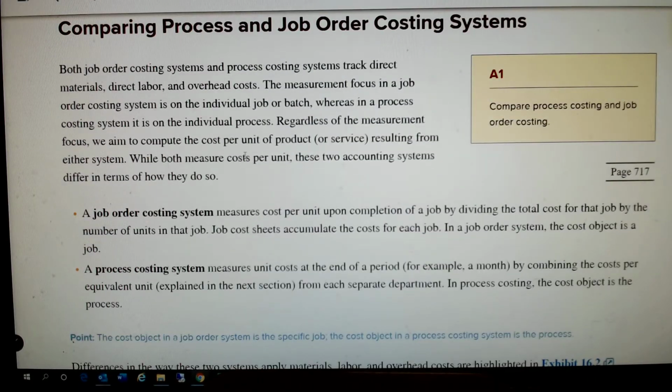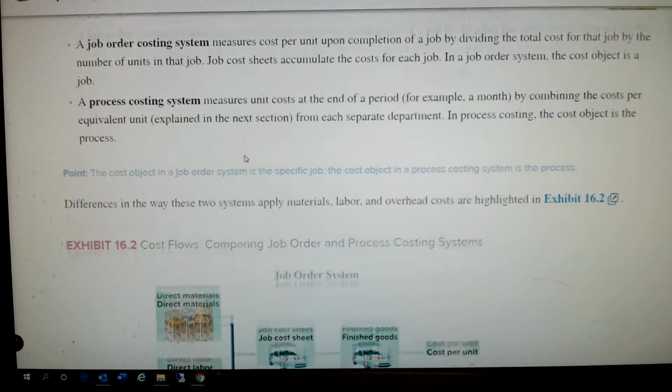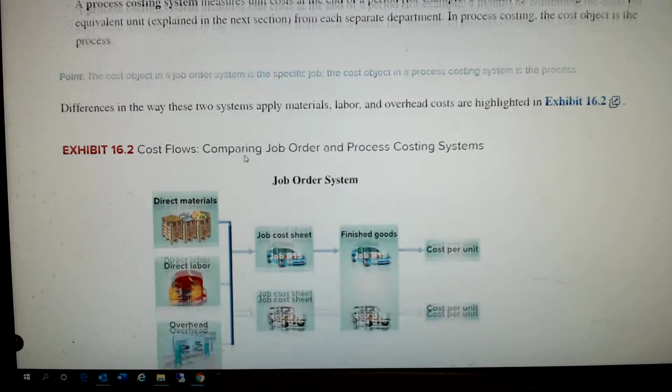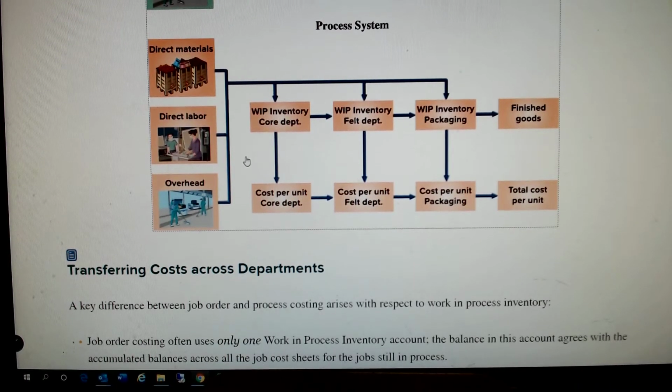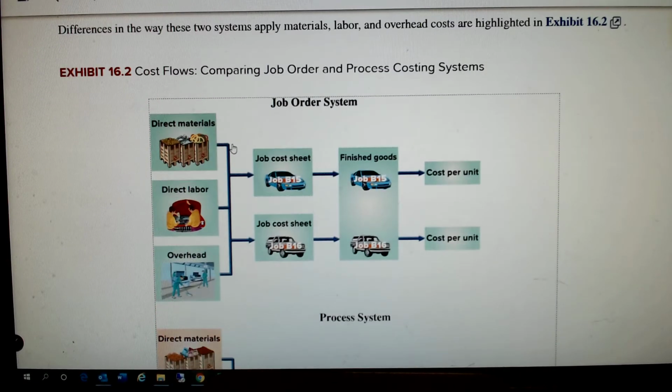Comparing process costing to job order costing, there are going to be a couple questions on what the differences between them are. So just know that in a job order cost system, we use job cost sheets, and there's only one work in process account. But in process costing, we don't have job cost sheets because we don't have jobs. We use what are called process cost sheets. And we have multiple work in process accounts, and products go through various departments, and each work in process account represents a particular department.